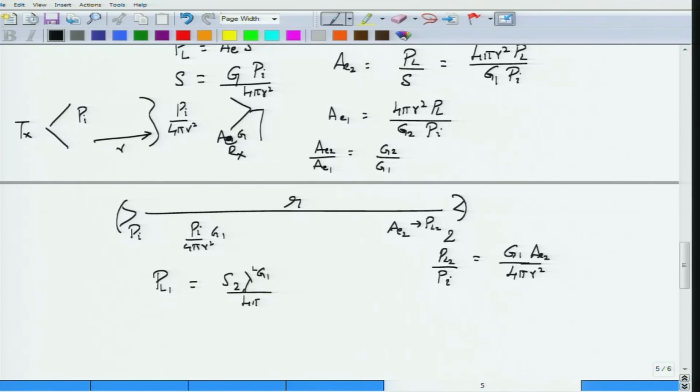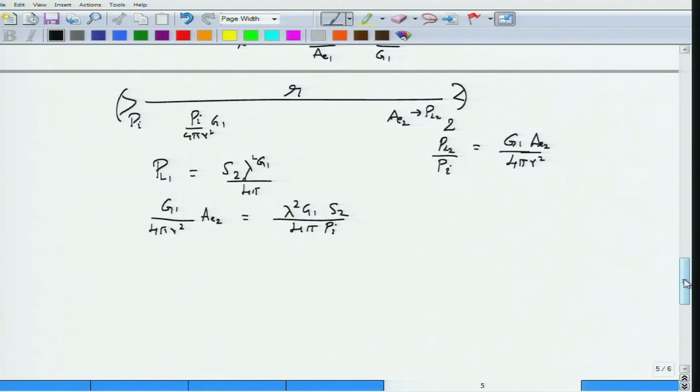So, PL1, the power delivered to this one, is given by G1 AE2 by 4 pi r square into Pi. Now, with aperture 2, what you get here is G1 divided by 4 pi r square, and aperture AE2 is equal to lambda square G1 S2 divided by 4 pi Pi. So, what this has established is that the antenna pattern is essentially reciprocal. Let us just complete this expression.